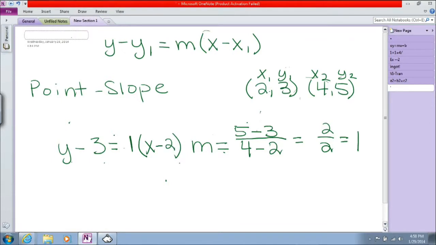And so we can use this equation for a couple things: to graph our line, to solve inequalities, or sorry, not inequalities, solve systems of equations, things like that. But point slope is best when you know a point and you can find the slope. So hopefully that helps a little bit.